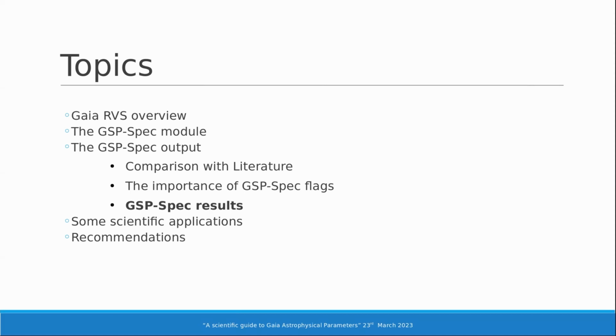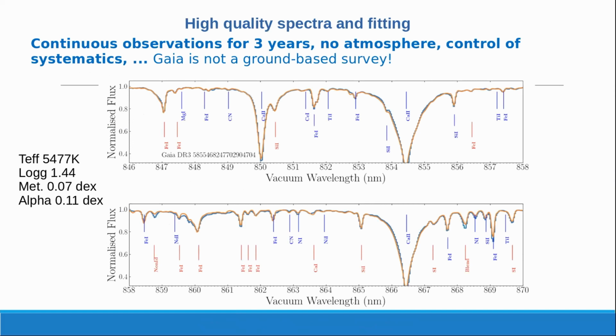Okay. I will show some of the results of GSP-Spec. Here you can behold the quality of the fitting of GSP-Spec for a hot star, as hot as the Sun, but with lower gravity, it is more of a giant. You can see that the fitting is quite good. We can trace most of the lines.